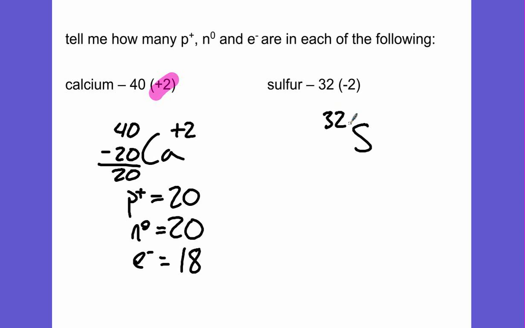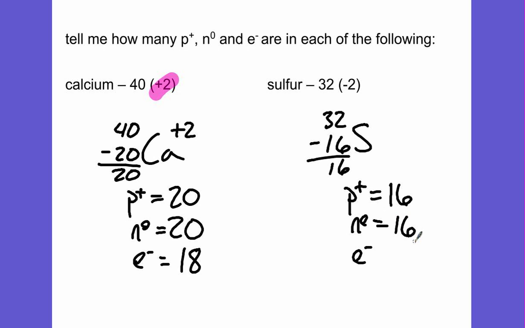I gave you the 32, you just write it down. You look at the periodic table, sulfur happens to be number 16 on the periodic table. So that means protons, neutrons, electrons. Sulfur is going to have 16 protons because that was the point of looking up that atomic number. If you subtract 32 and 16, you're going to get 16. So there are 16 neutrons as well.